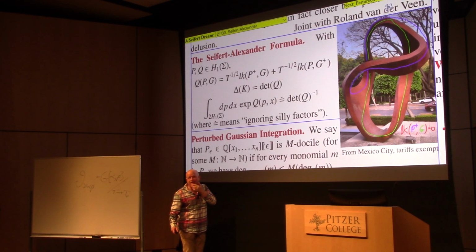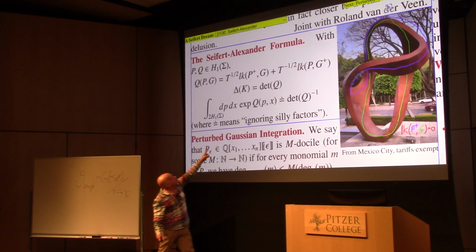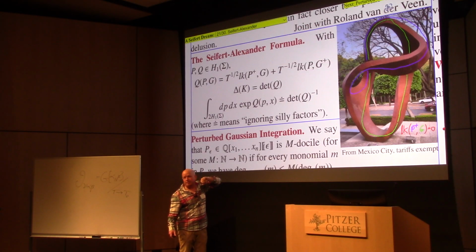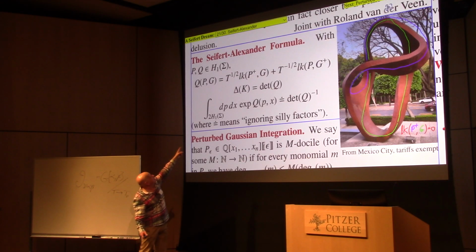Sorry, I blundered again. So it's minus T to the minus 1/2, the linking number of P with G plus. And a quadratic form can be represented by a matrix, and then you compute the determinant of the matrix. I'll shorten it to the determinant of the quadratic form. And the claim is that the Alexander polynomial is the determinant of that quadratic form.